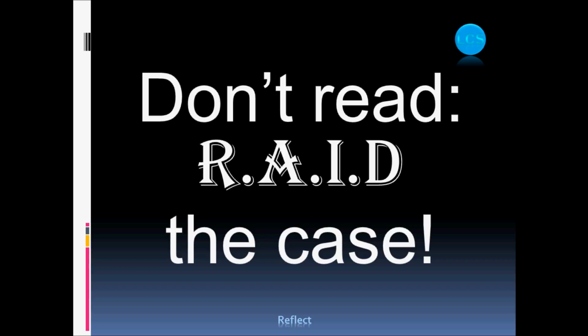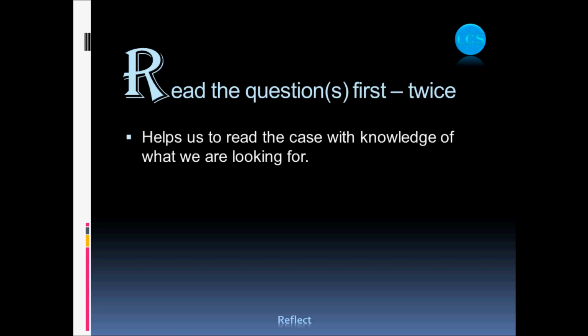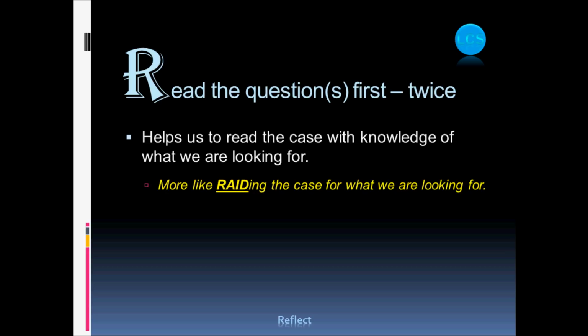The RAID technique comprises a number of steps, the first of which is to read the questions related to the case first. Not the case, but the questions related to the case. And we read that twice. This helps us to read the case with knowledge of what we're looking for. So when we get around to reading the case, it's more like raiding the case for the data and information that we need to answer the question.